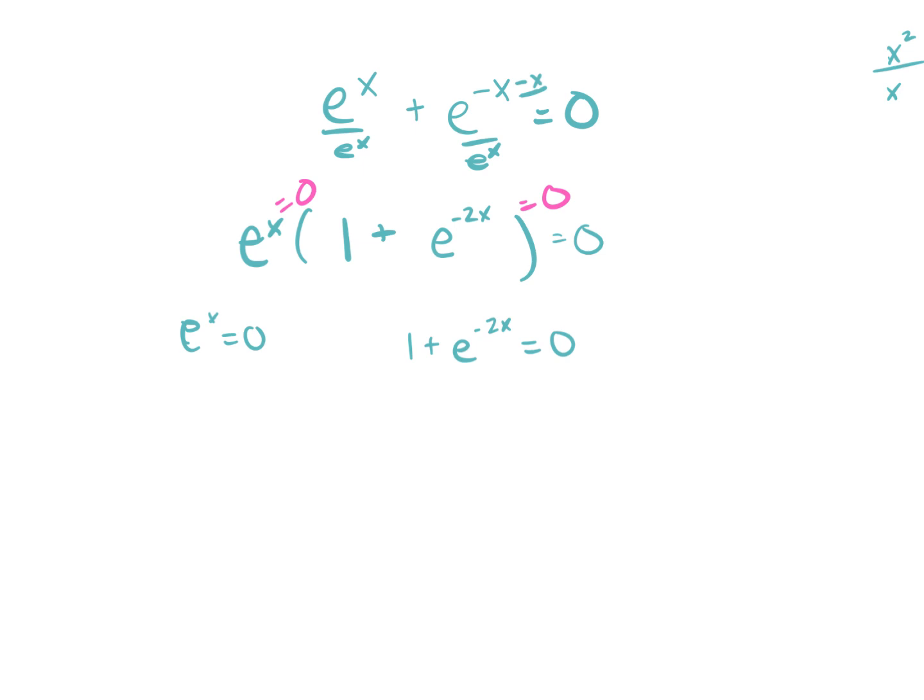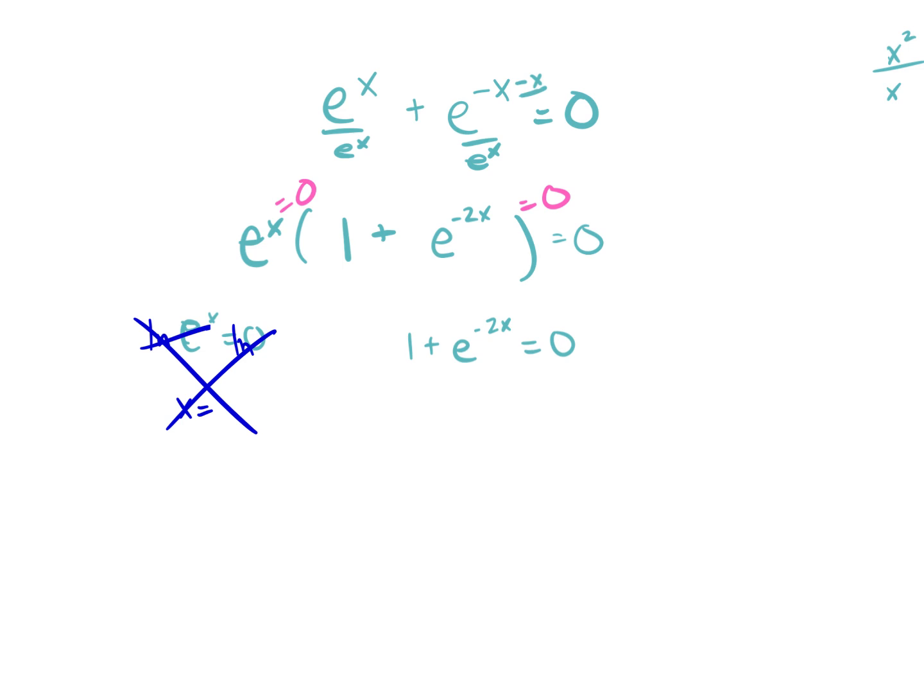E to the power of x equals 0, what would we do to solve? Ln both sides. So it cancels there. We get x is equal to, what's the ln of 0? Doesn't exist. So we don't get an answer there. No critical number from there.